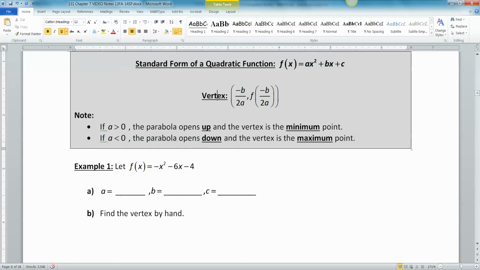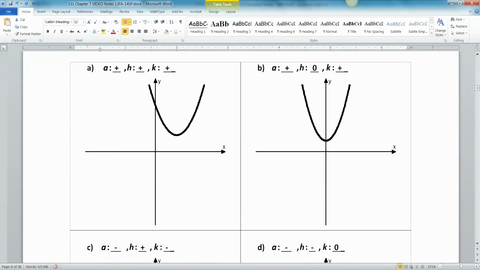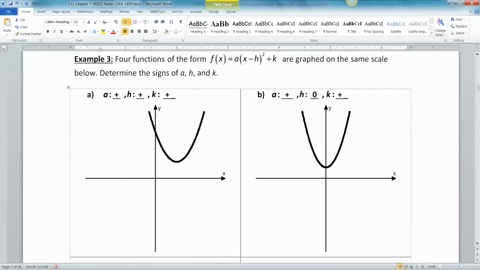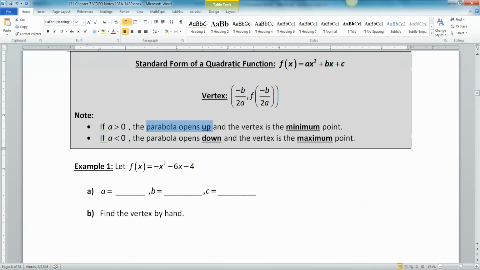All right, so next, if a is greater than 0, that means your parabola opens upward. Remember, we learned that in the last section. So if a is greater than 0, the parabola opens up like this. And that means your vertex is going to be the minimum point. It's the very, very bottom. If a is negative, it means your parabola opens downward, which means your vertex is the very tip top of that graph. So it's the maximum. So that's what we put right here.